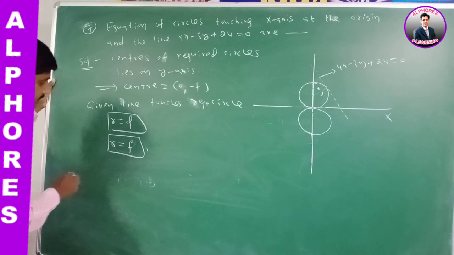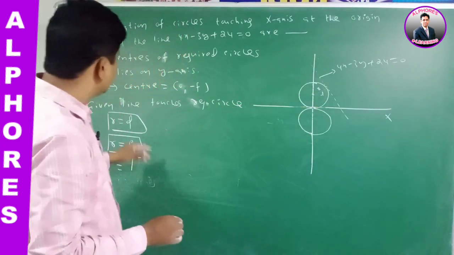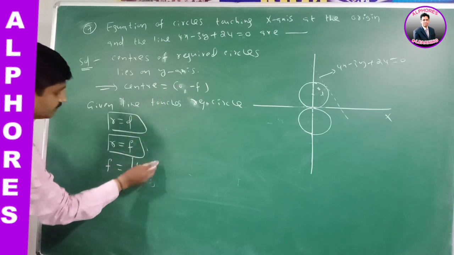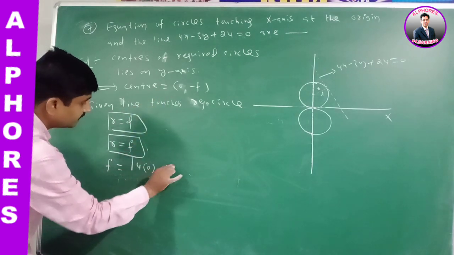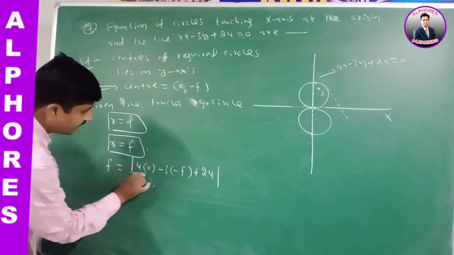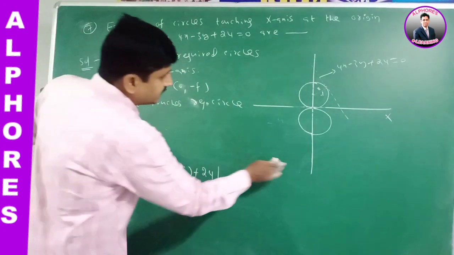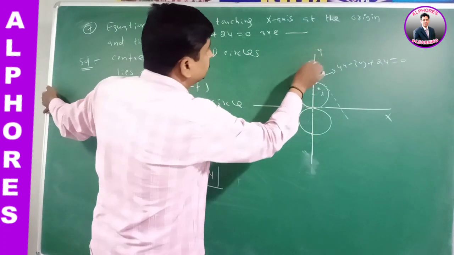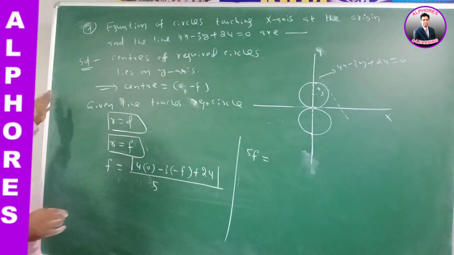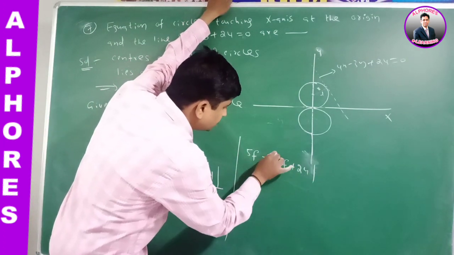Now using the condition r equal to d, f equal to d. Here d means the length of the perpendicular from the center to the given line. Here the given line, 4 into x means 0, minus 3 into minus f, plus 24, by under root of 4 square plus minus 3 whole square, it is 5. Now cross multiplication, 5f equal to 3f plus 24, modulus of 3f plus 24.